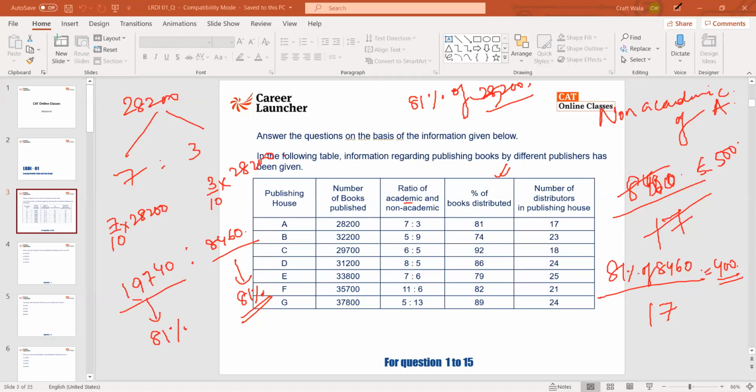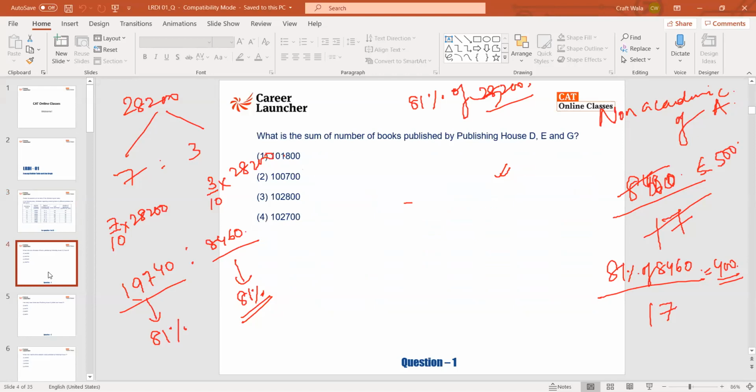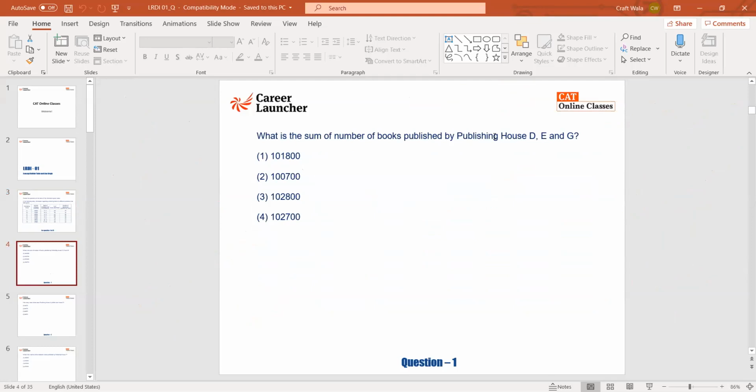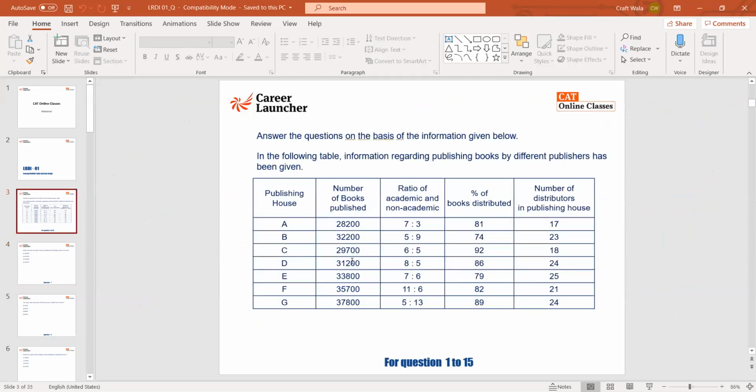Let's start with the exercise. So let's do one or two questions together. Then I'll give you time. It's around 10 minutes. Try to finish off the caselet. Then we'll discuss. So the first question says, what is the sum of books published by D, E, and G? Simple addition of D, E, and G.